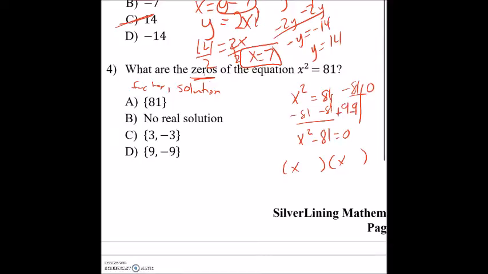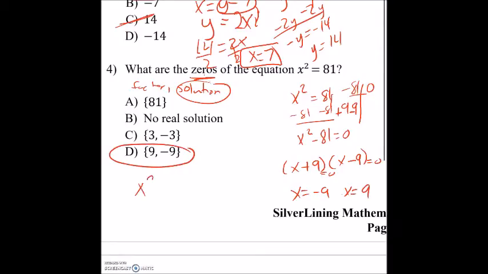Or if you remembered, you could take the square root of 81. We have a minus, so it's a difference of perfect squares. So it's a plus and minus. The square root of 81 is 9. Now, please remember that these are the factors. When it's asking for zeros, we're looking for solutions, so that's when you set them equal to 0. So this becomes -9, and this becomes +9. So this is your answer.